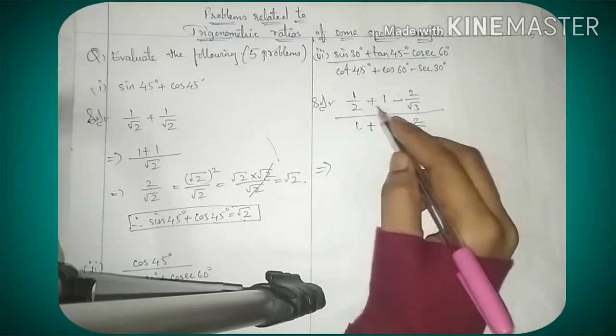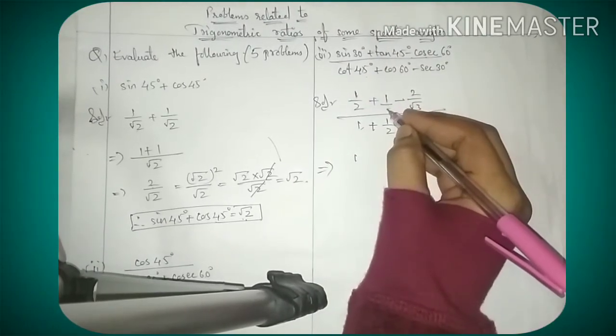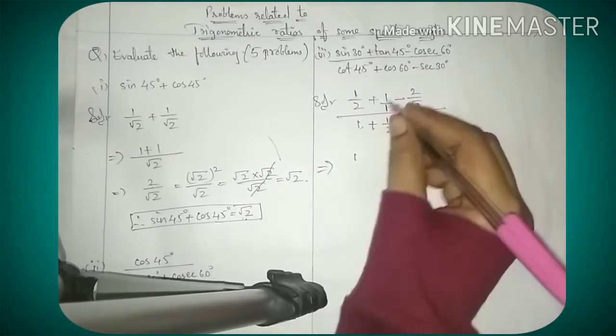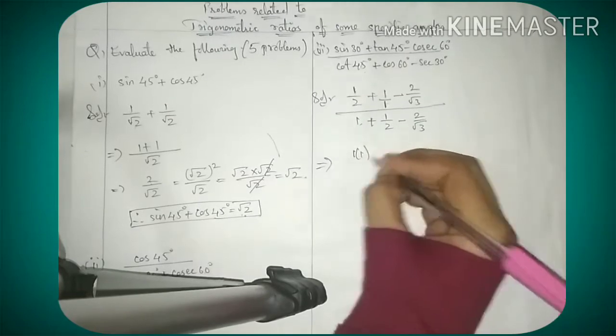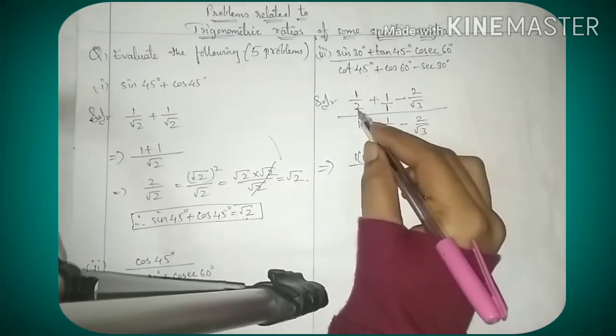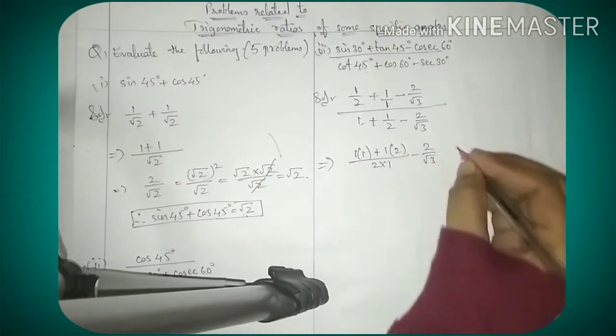First we will solve this two, cross multiplying 1 here. If there is nothing in the denominator, there is always 1. Okay, 1 is the divisor. 1 into 1 plus this 1 into 2. In the denominator, 2 into 1, we are writing minus 2 by root 3.